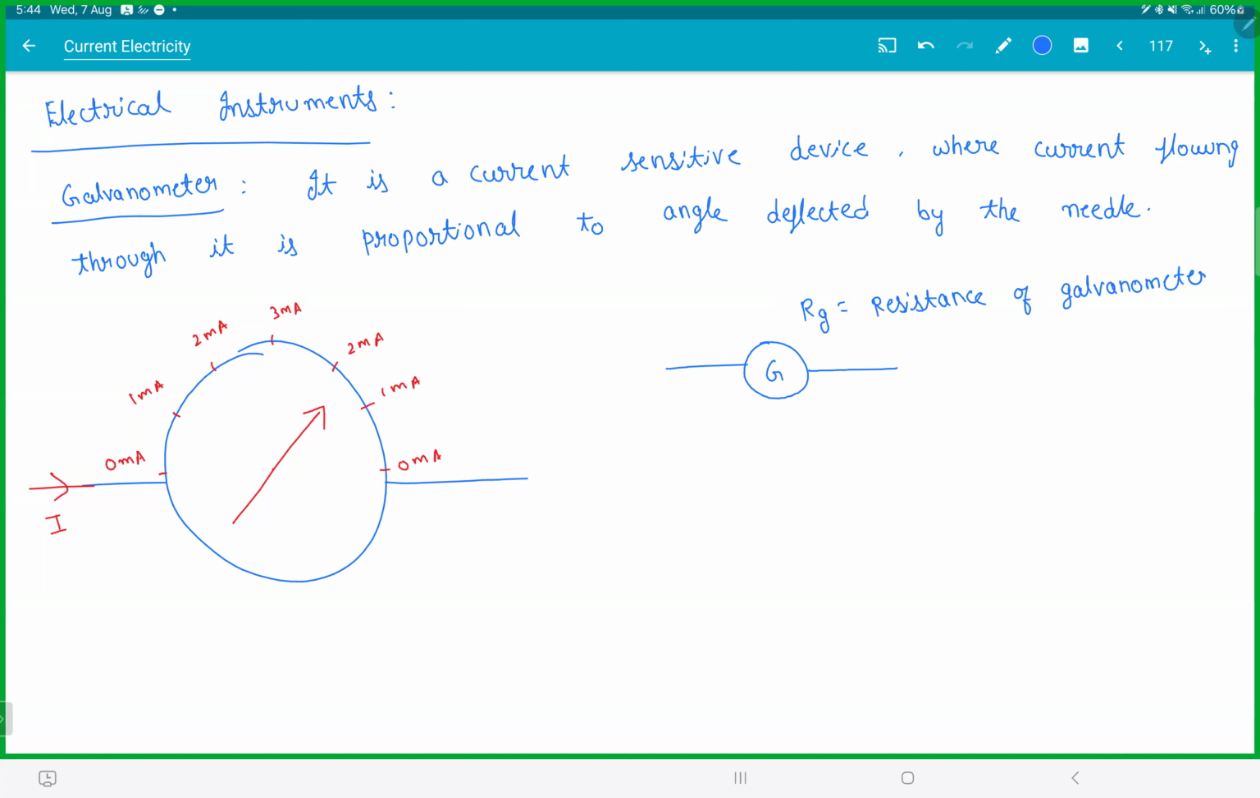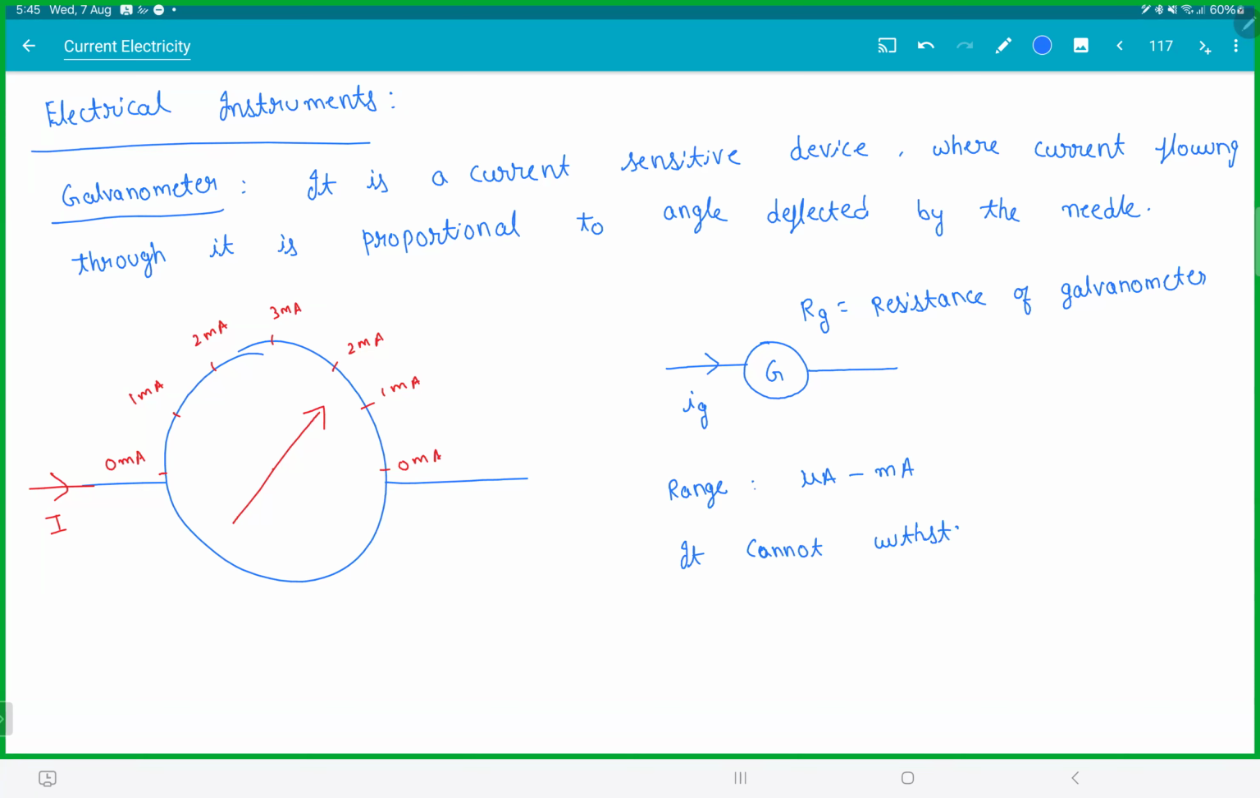This is Ig. So generally for a galvanometer, the biggest problem is the range. The range is in microampere to milliampere. It measures very small current. It cannot withstand more, because in order to make it very sensitive, we use very thin wires. And when you have such a thin wire, it has a large resistance, and if more current flows, it will burn out.